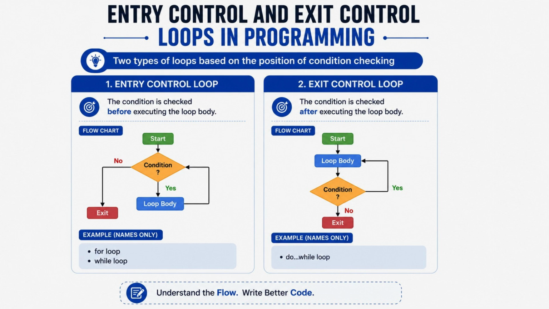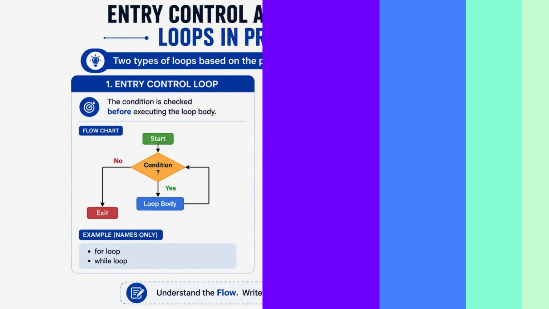The second type is the exit control loop, where the condition is checked after the body executes. This means the loop body executes at least once, even if the condition is false. The do while loop is the perfect example of an exit control loop.